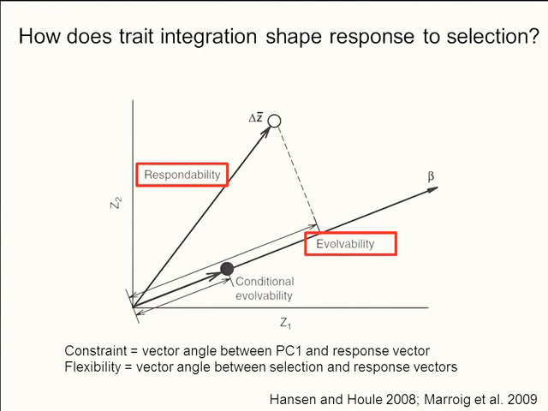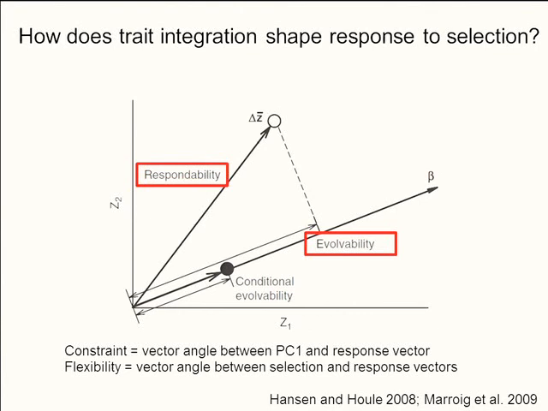Now, people have looked at this recently on what I would call a microevolutionary scale, looking at how trait integration responds to selection in various simulations, and also looking a little bit at data from Drosophila. And basically, what we do here is we take our covariance matrix that we get from some empirical data set, and we apply selection vectors to this covariance matrix and measure the response.